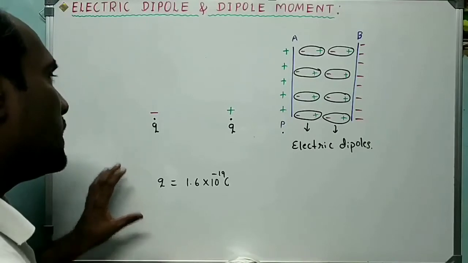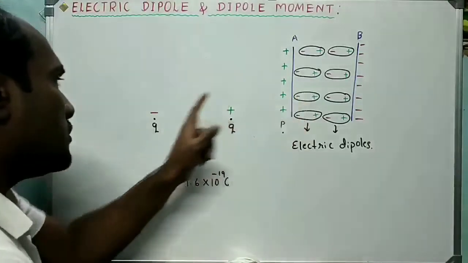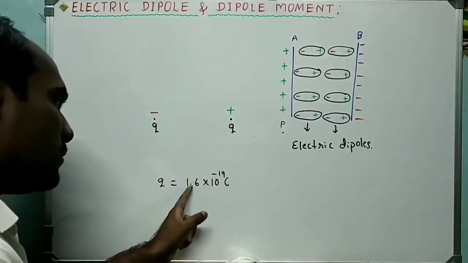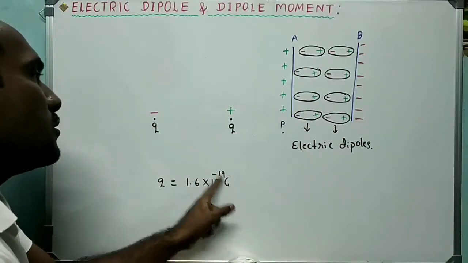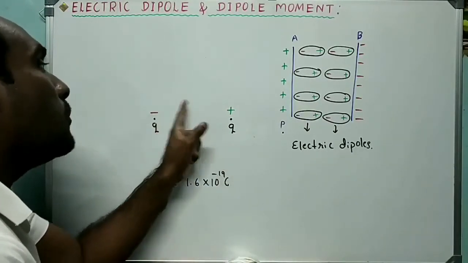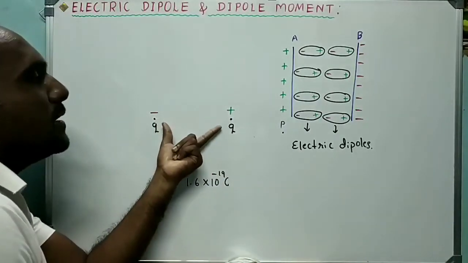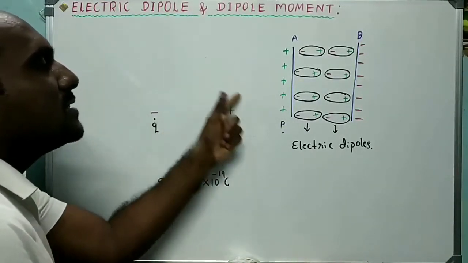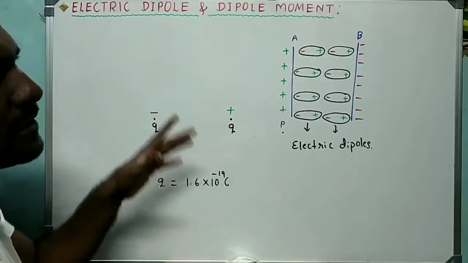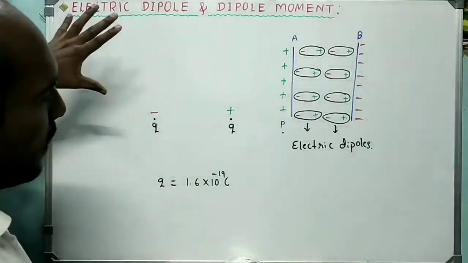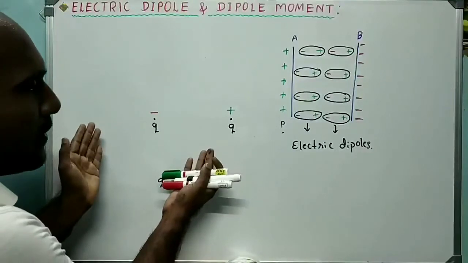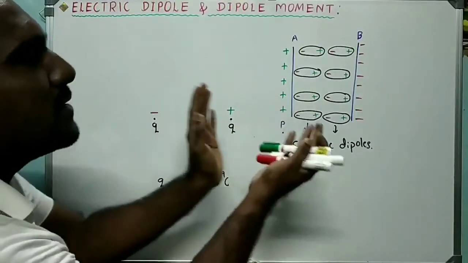In this way, here in these molecules, two equal and opposite charges, each 1.6 into 10 raised to minus 19 coulomb, one negative and one positive, are placed at a certain distance, and this constitutes an electric dipole. At what time is this happening? When the molecules are placed in the electric field.